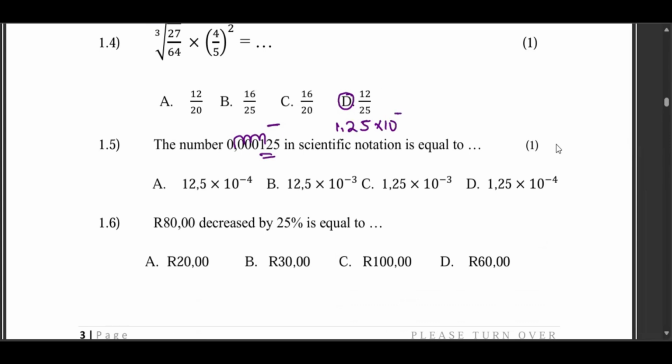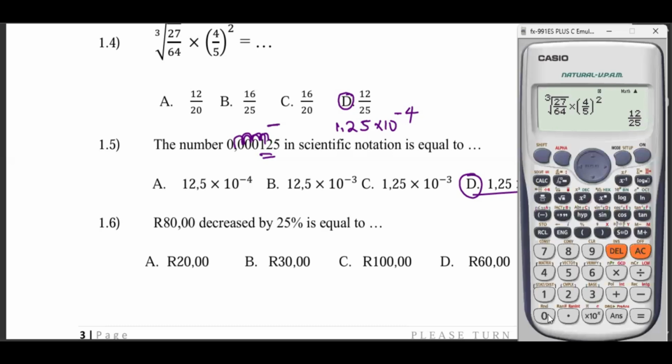How many times have you moved? 1, 2, 3, 4. So negative 4. Is there any answer that looks like this? Yes, it's D. Okay, we come back. Let me see if our calculator will give us this answer here. 0.000125. If I press equals, yeah, the calculator gives me the answer there.